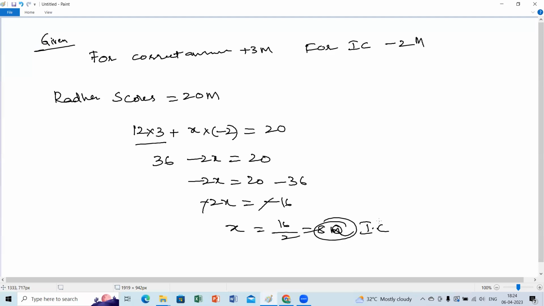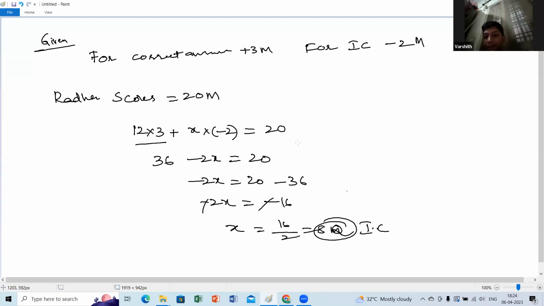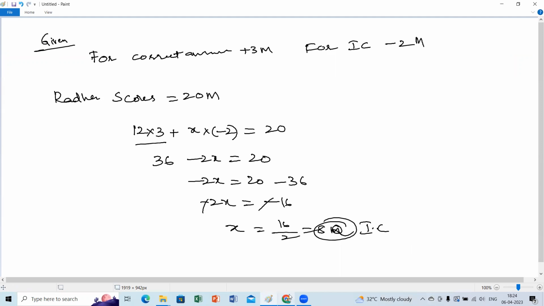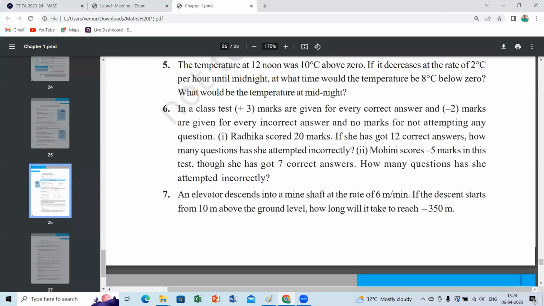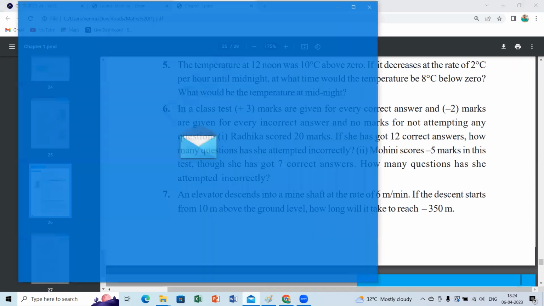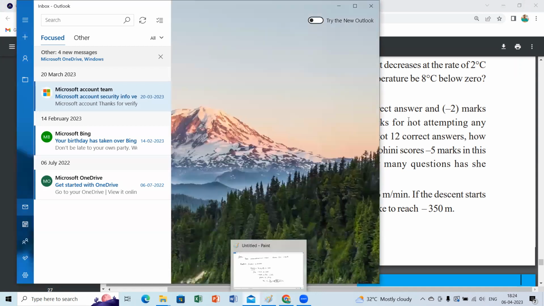Hope you understood. Yes, ma'am, understood. Coming to the next part. Mohini scores minus 5 marks in the test, though she got 7 correct answers. So what is the score of Mohini? Mohini scored only minus 5, negative 5 marks.